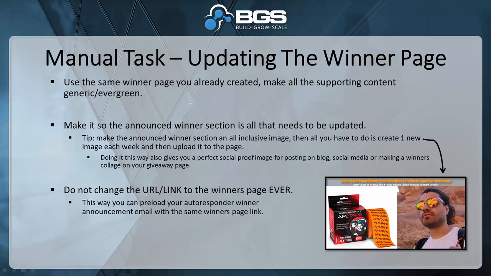Now, another important thing is you do not want to change the URL or the link to the winners page ever. This way you can preload your autoresponder winner announcement email with the same winners page link and use the same email or a variation of that email every 7 days, and you don't ever have to worry about editing it. Or if somebody goes back later and searches for an email in their Gmail and they click a link, it's still going to take them to the most current version of the page. All right, again, manual task, super simple, anybody can do it.